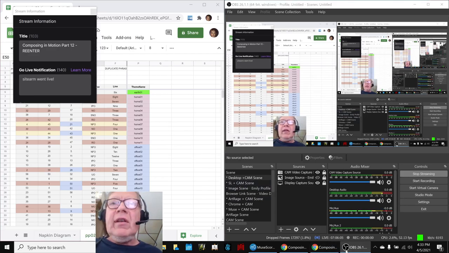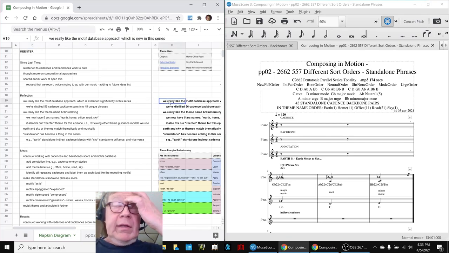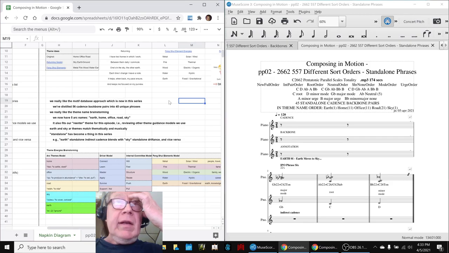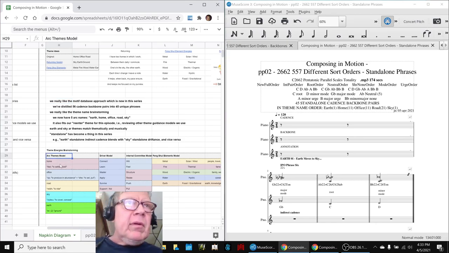Ladies and gentlemen, this is a recap of Composing in Motion, Part 12, Re-Enter. In today's episode, we entered by saying we really need to start labeling our phrases, and we brainstormed quite a bit and came up with something we really like. We took our 56 different cadence backbone pairs and isolated them into 45 unique standalone phrases, which is what you're looking at here.